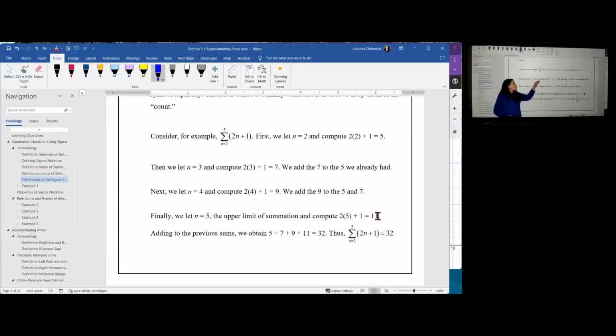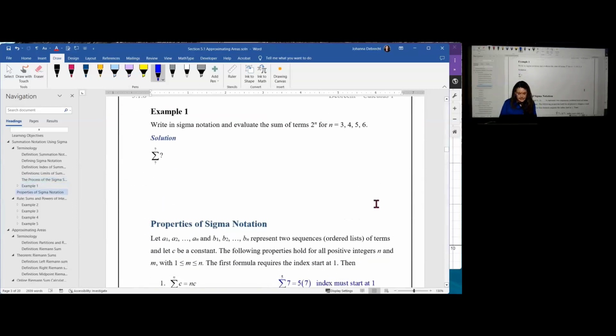Finally, we reach the value of the upper limit of summation, 5. We again substitute the 5 in place of the index in the summand and compute the value, which is 11. Adding to the previous sums, we get 5 plus 7 plus 9 plus 11, which is 32. In other words, the sum from n equal 2 to 5 of 2n plus 1 is the number 32. Notice the index does not appear in the final value. This is why we call it a dummy variable.